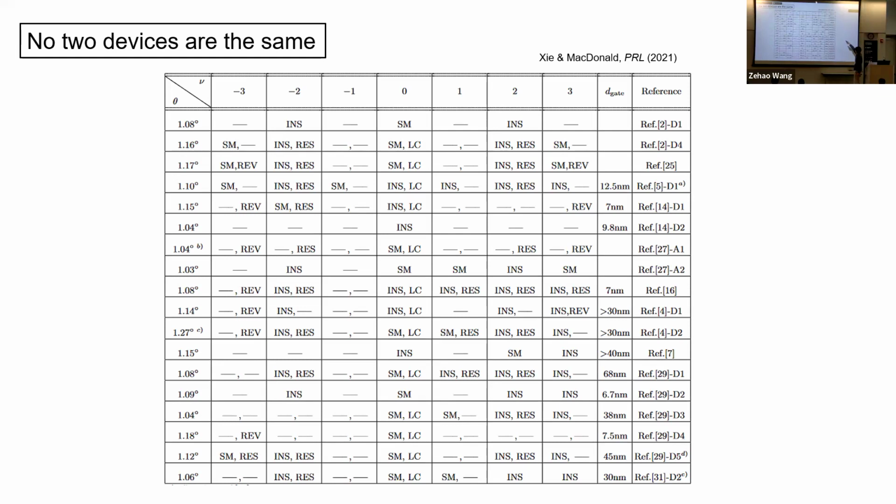So in this table by Allan MacDonald, basically what he's done is he's asked a simple question, like the most basic correlated question, right? At which fillings do you find a correlated insulator or a metal or a semiconductor in these different samples, right? And what we see is that, okay, it's a bit of a messy plot, but basically, it seems all over the place, even if you account for the different twist angles, right? And this has been well known for a long time.